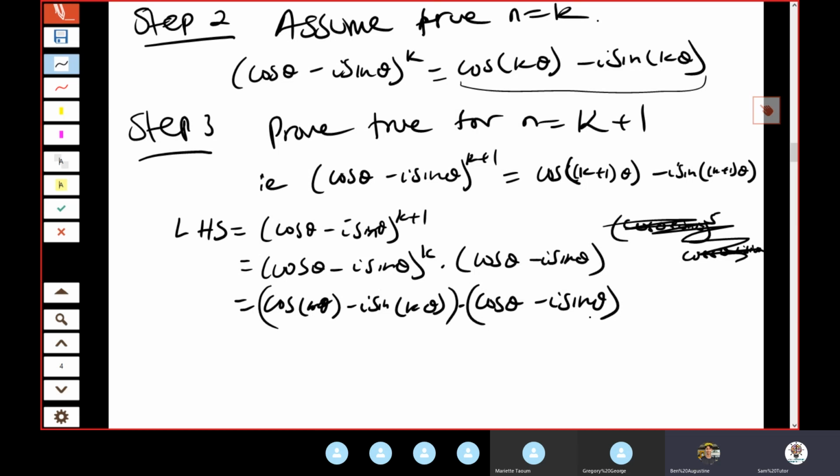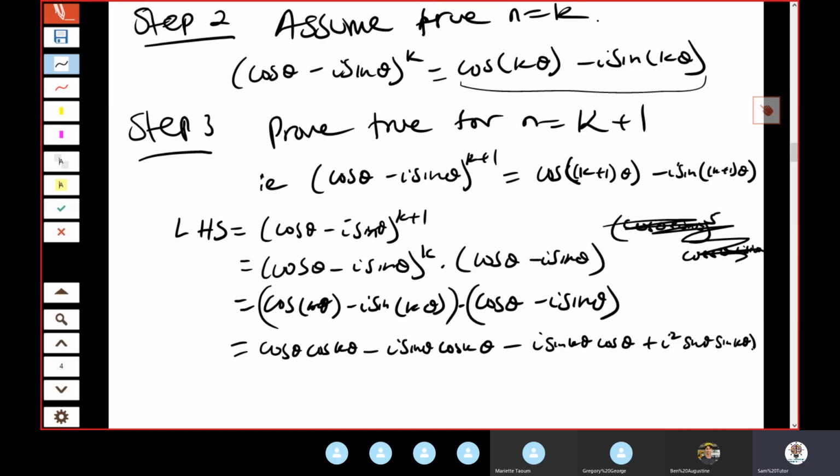Like just expand? You would probably expand, right? Because you're not sure that is this yet. You're like, right, first let me expand this. So then you would go, okay, cos theta cos k theta, minus i sine theta cos k theta. I times this by this and this by this, yep. So then you're going to write minus i sine k theta times cos theta, plus i squared, which becomes minus 1, but we'll just write i squared, sine theta sine k theta.